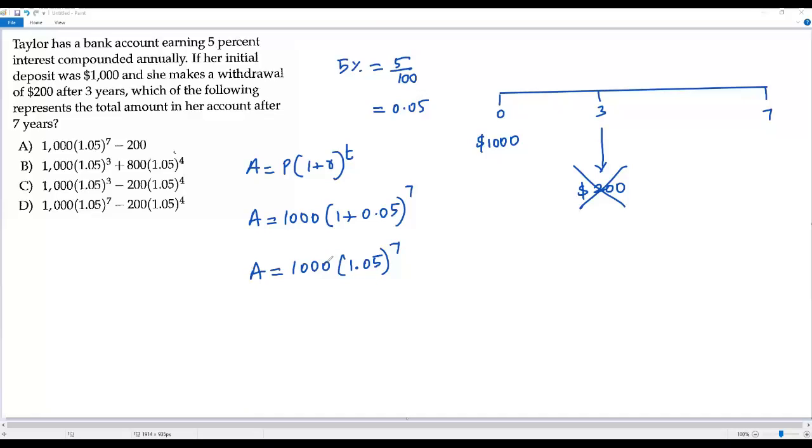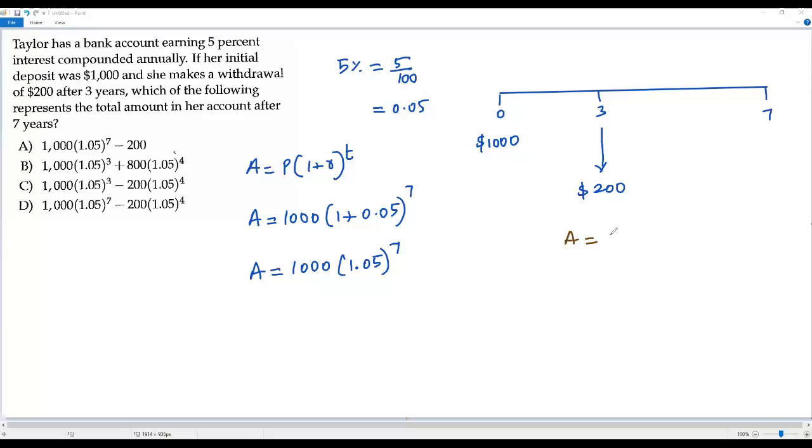But here she makes a withdrawal of $200 after 3 years. So the value we have calculated now includes this $200 and the interest on this $200 for this 4 year period. Since she withdraws $200, it has to be removed from this, and also the interest on this $200 for the 4 years has to be removed. For that, we have to calculate the value of this $200 deposit for 4 years. Again, we have to use the compound interest formula.